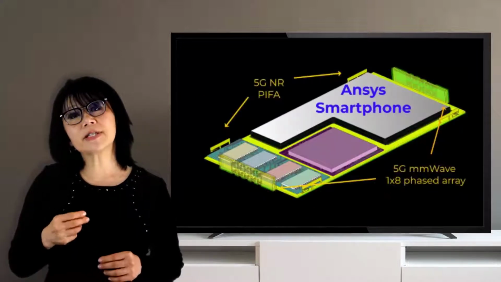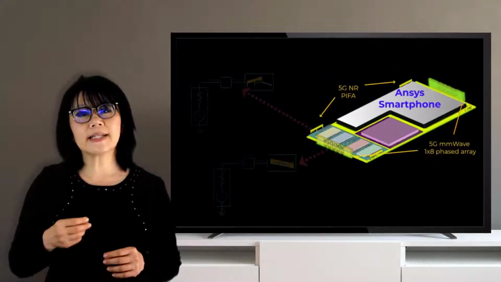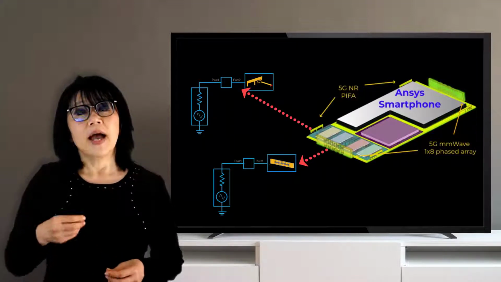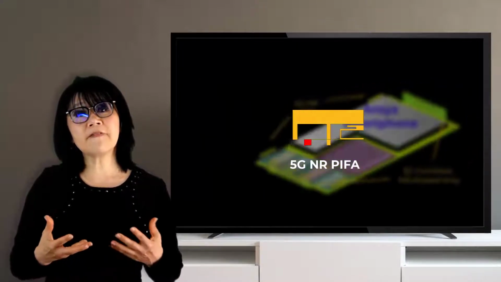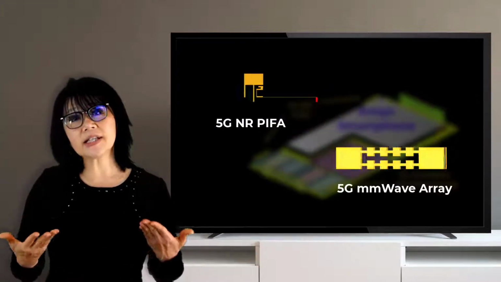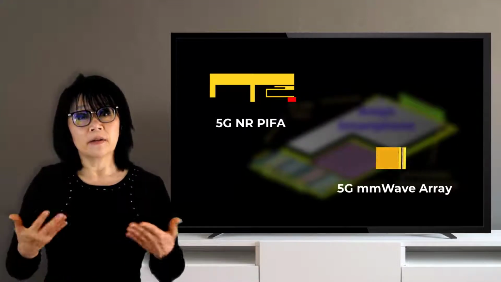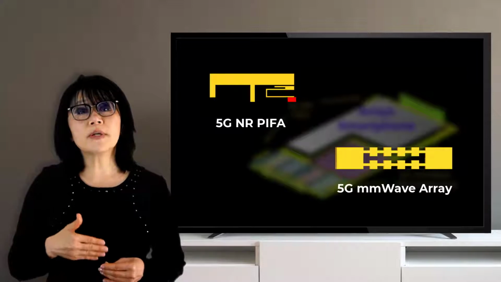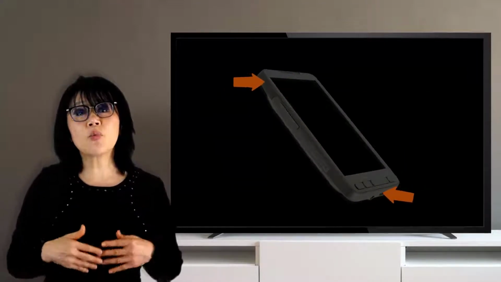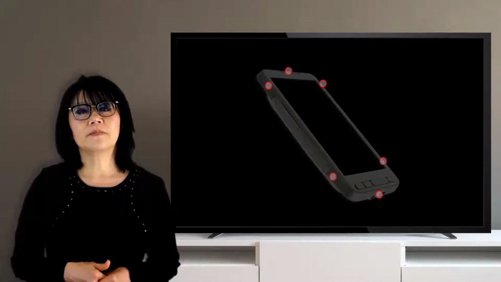So in our series 3 video on the 5G smartphone, we demonstrated this technique, this method of design. In these videos, we used a PIFA structure for the 5G new radio frequency range and a patch antenna array for the 5G millimeter frequency range. The design goal was to fit these structures on the sidewall of the smartphone, as well as place them in multiple locations on the phone.